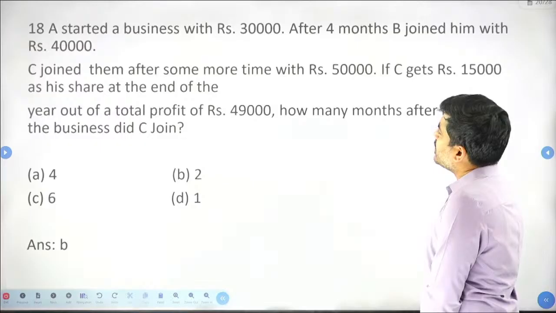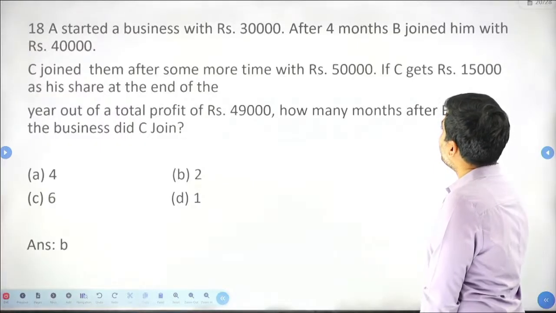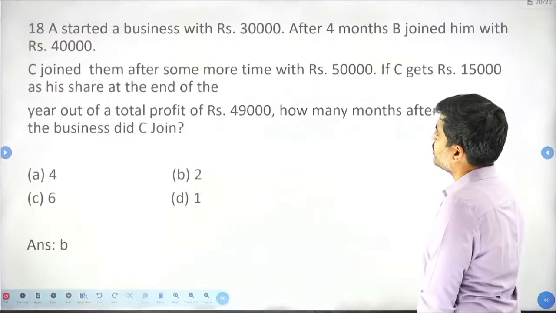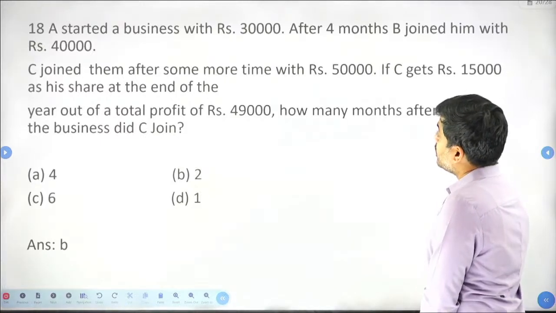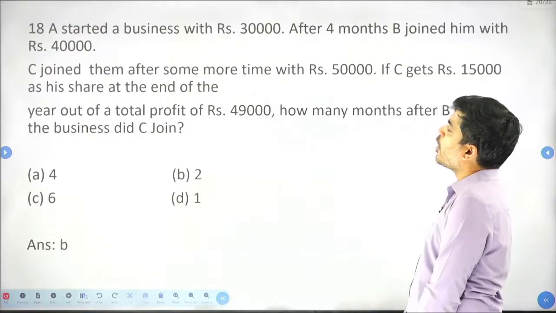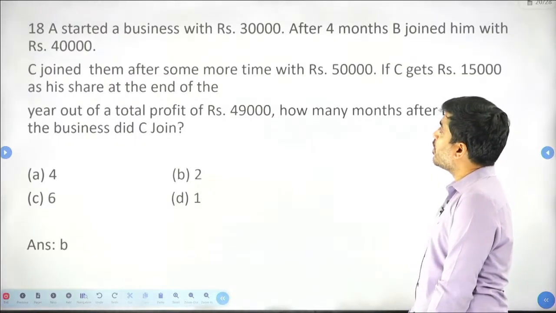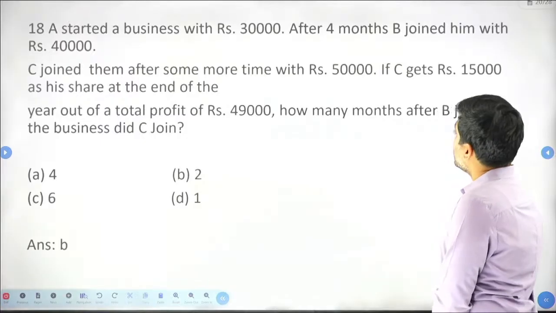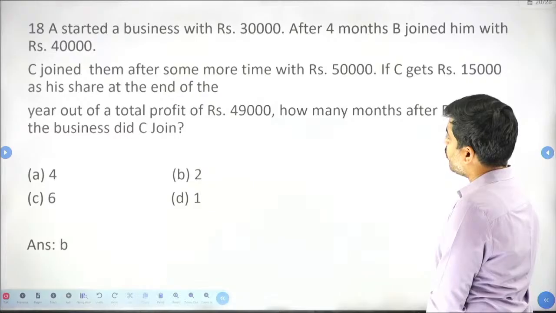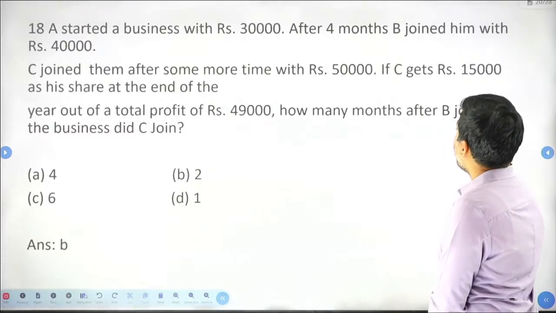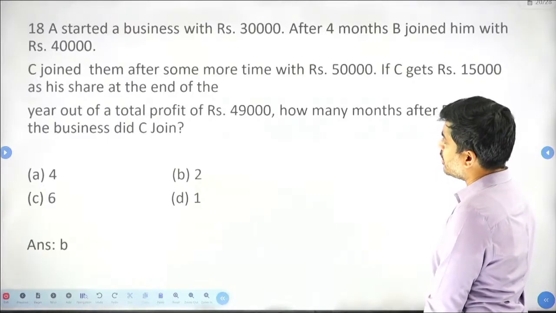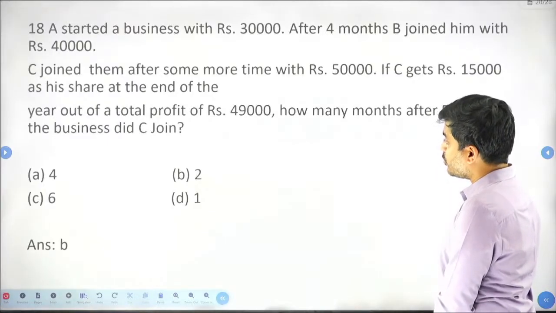A started business with 30,000. After 4 months, B joined him with 40,000. C joined them after some more time with 50,000. C gets 15,000 out of 49,000. How many months after B joined the business did C join?